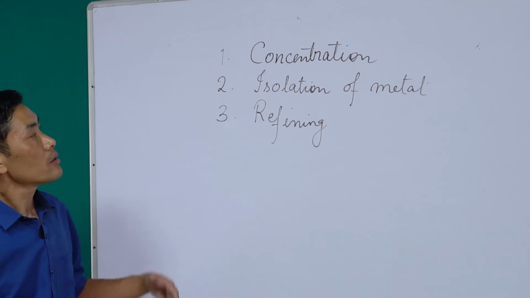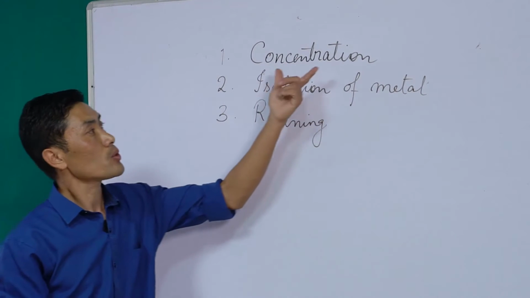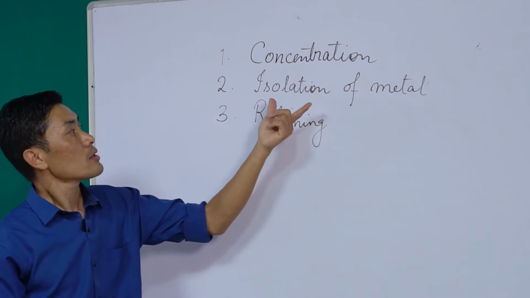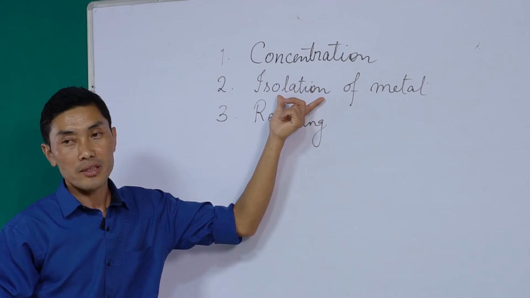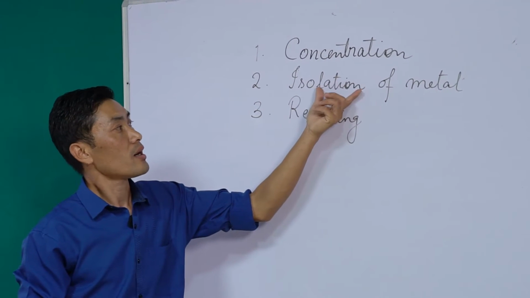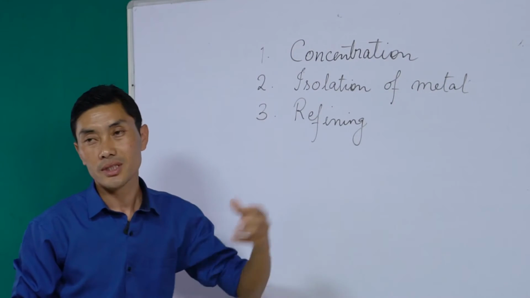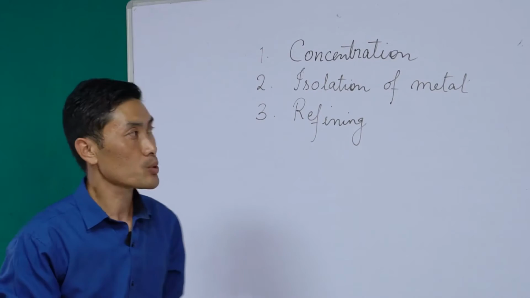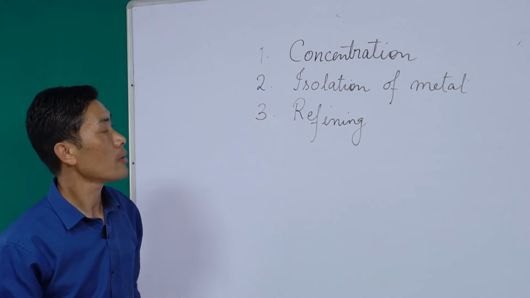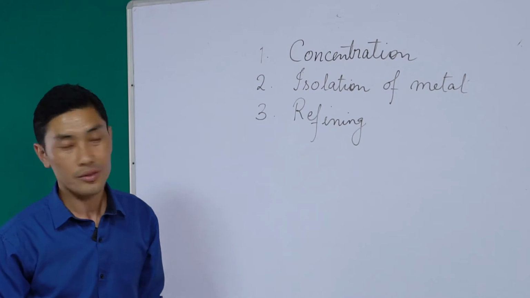Concentration means removing the impurities from the ore. Once the ore has been purified by removing the impurities, we go for isolation of the metal. That means extracting the metal from the ore, and after extracting the metal from the ore, we go for refining, which is just purifying the metal. So these are the three major steps that are involved in metallurgy. Let us see in detail about these three steps.